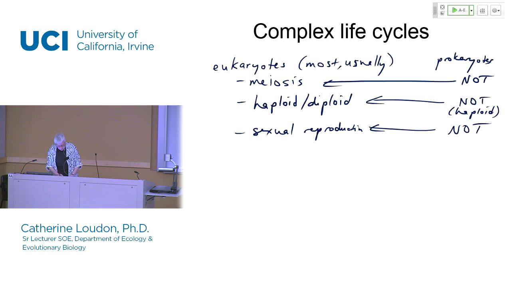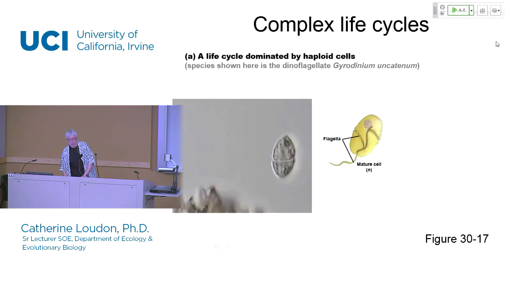And so the types of stages and how reproduction relates to these different life stages is what can make these cycles complex. But examples, I think, make this much clearer. So let's go ahead and jump into an example right now using this charming creature, dinoflagellate gyrodinium.